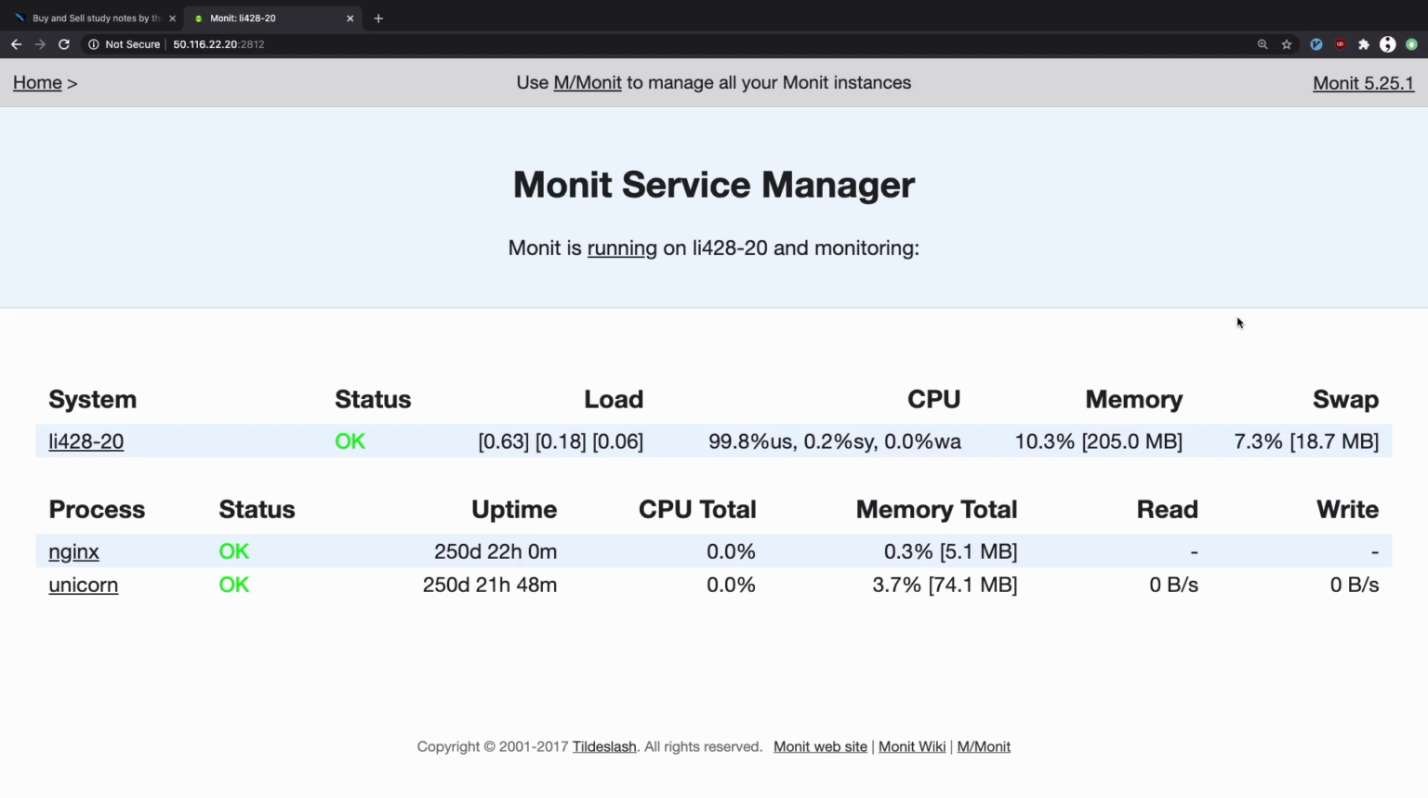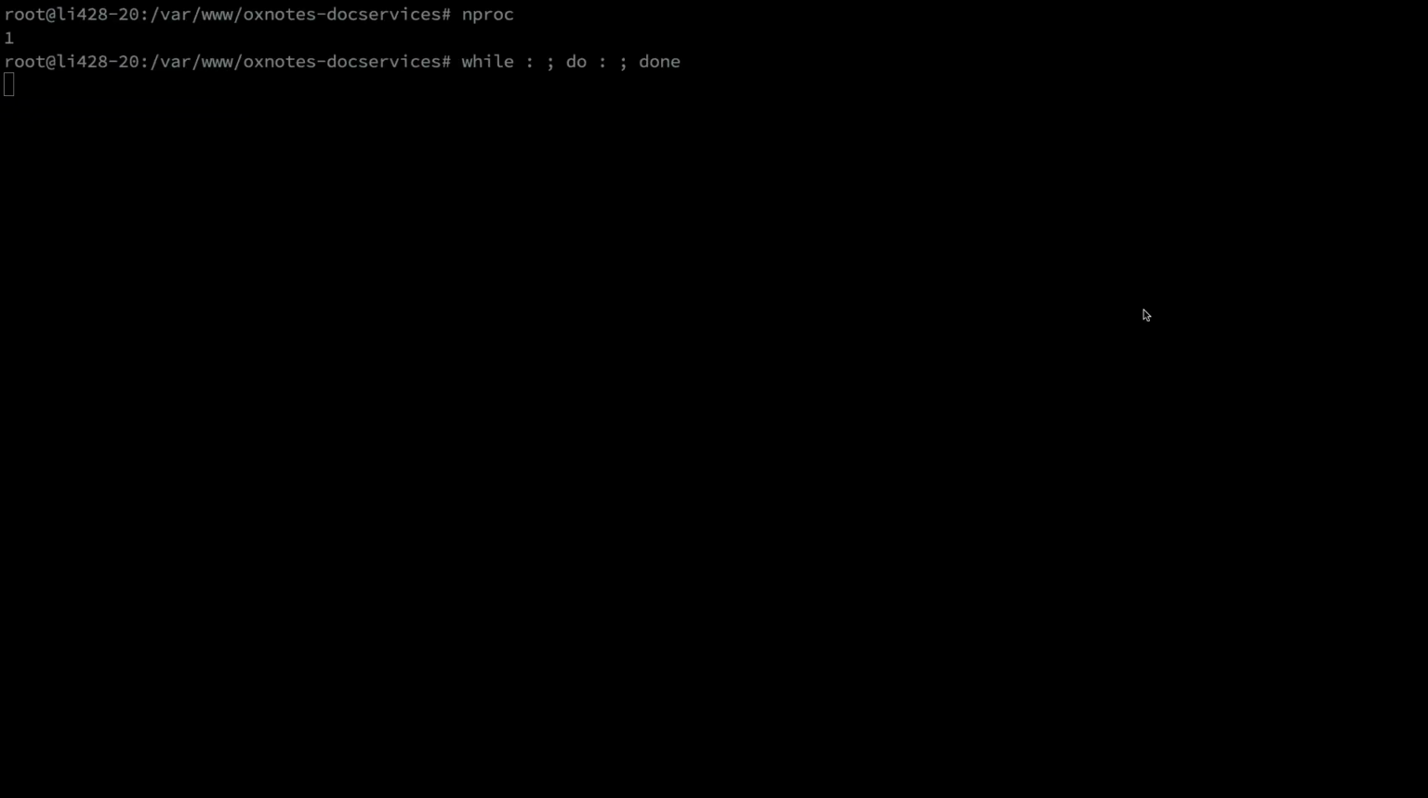If this were to continue for much longer, Monit would send me an email. I've given it some sort of email config to SendGrid or something, and it would tell me that there's a problem with my server, its resources are too heavily used, and I need to scale up. Anyway, I don't want that to happen, so I'm going to cancel this fake workload.